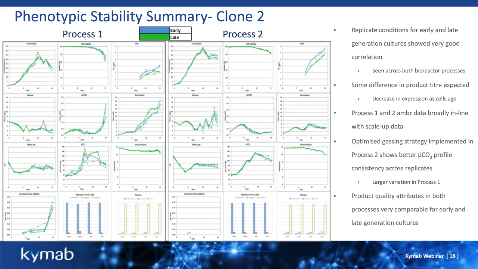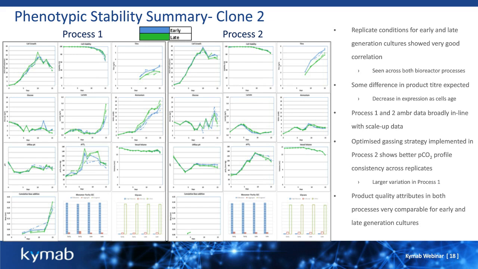The replicate conditions for early and late generation cultures showed a really good correlation in terms of cell culture data, and this was seen across both bioreactor processes. We did see some differences in product titer between the early and late generation cultures, and this was expected as expression levels decrease with cell age.